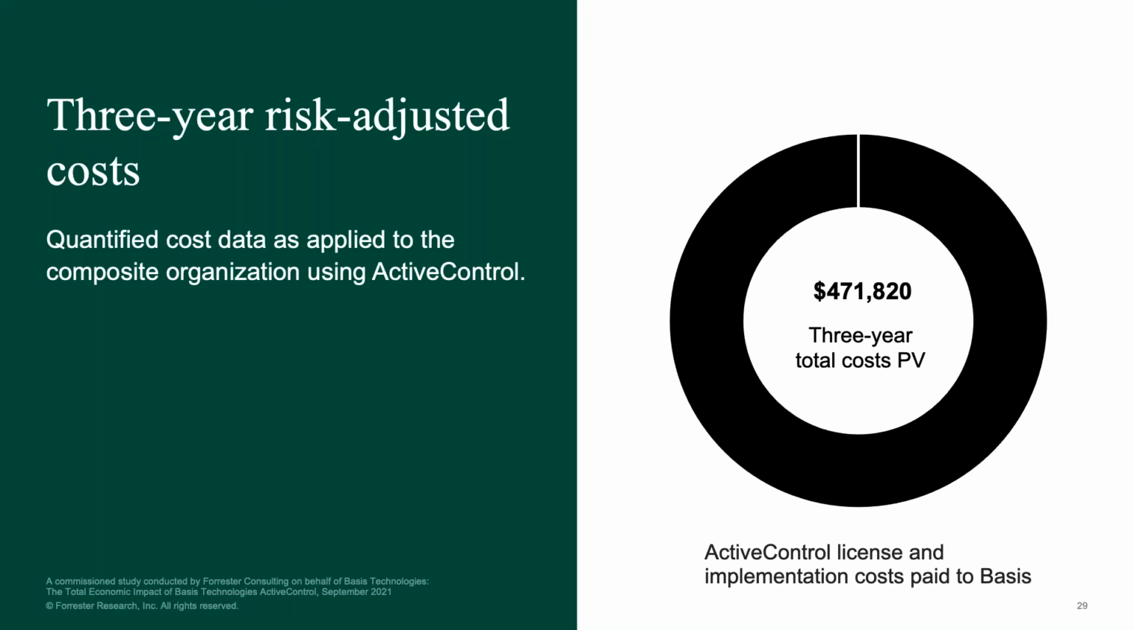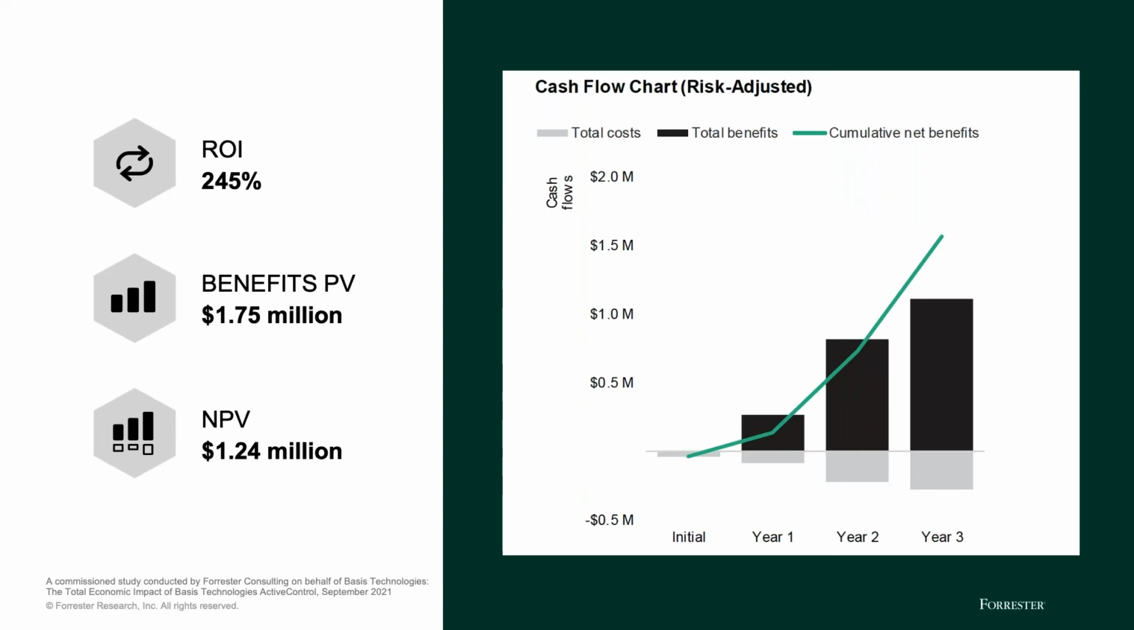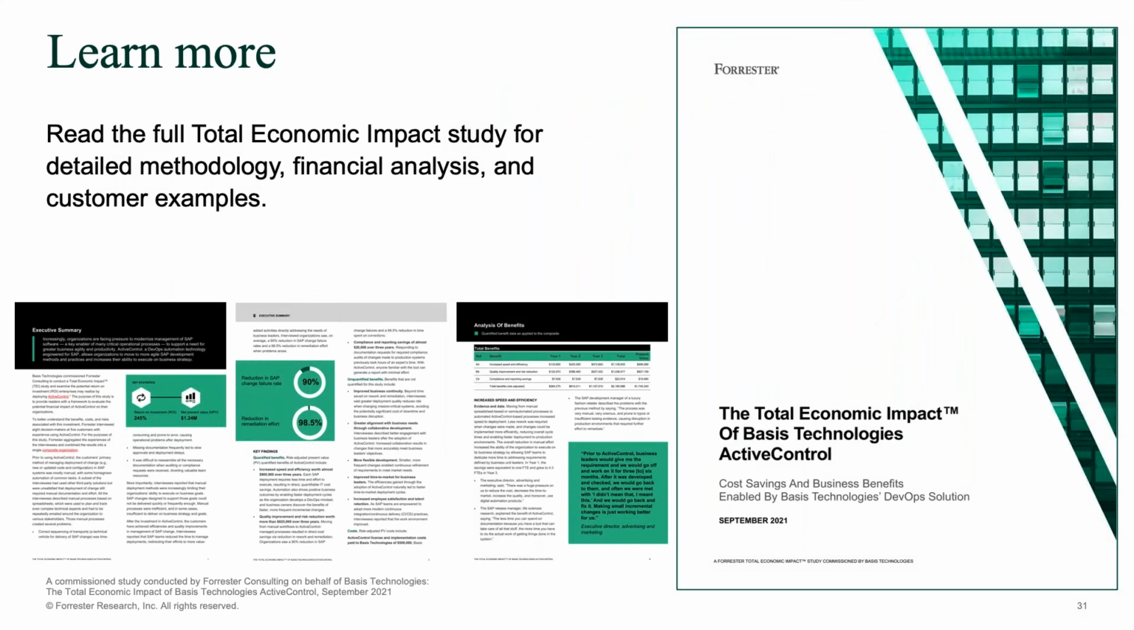Sure. So the other half of the ROI is cost. We have to have some cost to balance against. So the composite incurred costs of just under $500,000 over the 3-year period of this study for their ActiveControl license and implementation costs. Just to summarize again, the ROI, very healthy, 245% for this composite organization with $1.75 million in present value of benefits and a net present value of $1.24 million. And as you can see, that's increasing over time as this organization went to more and more SAP landscapes. And you can read more about it in the full study.